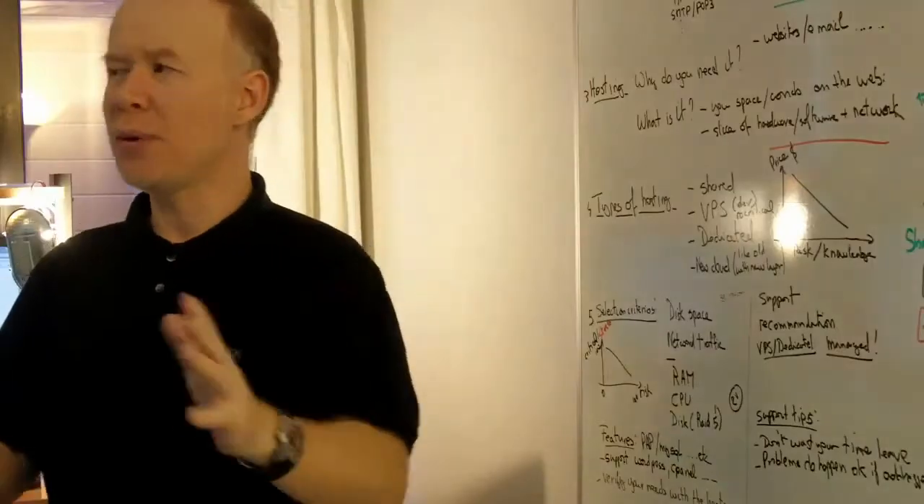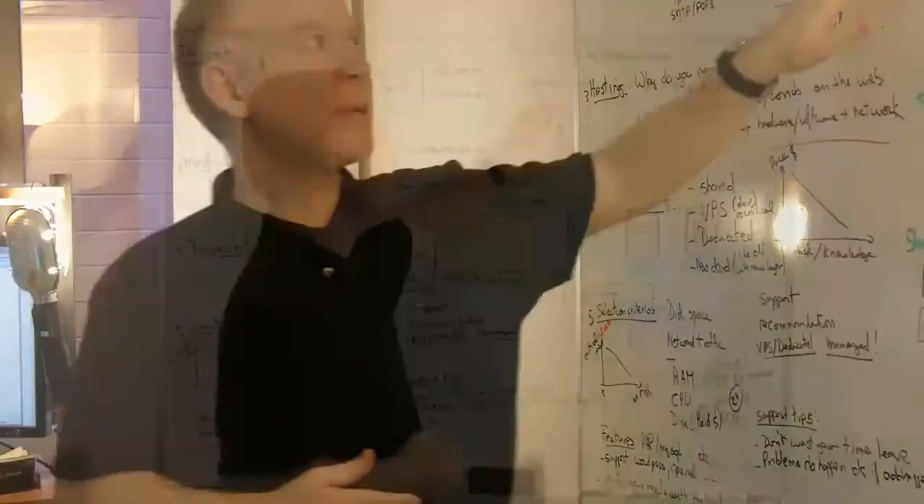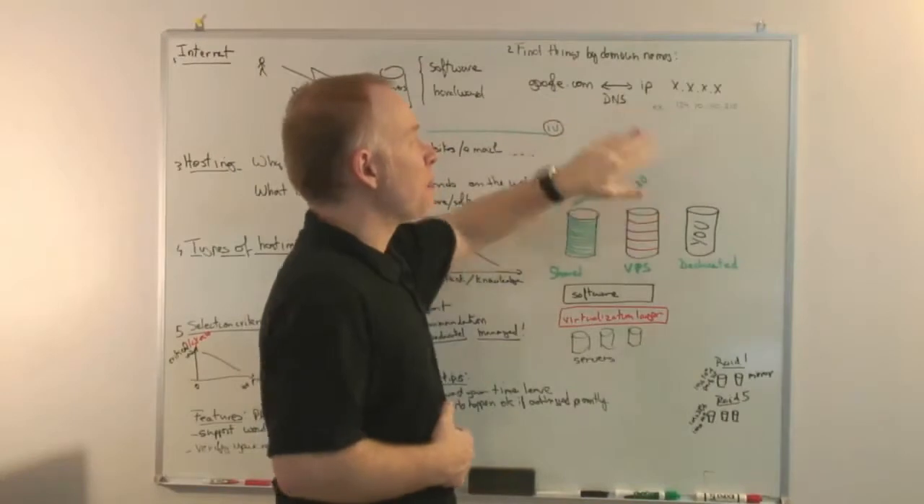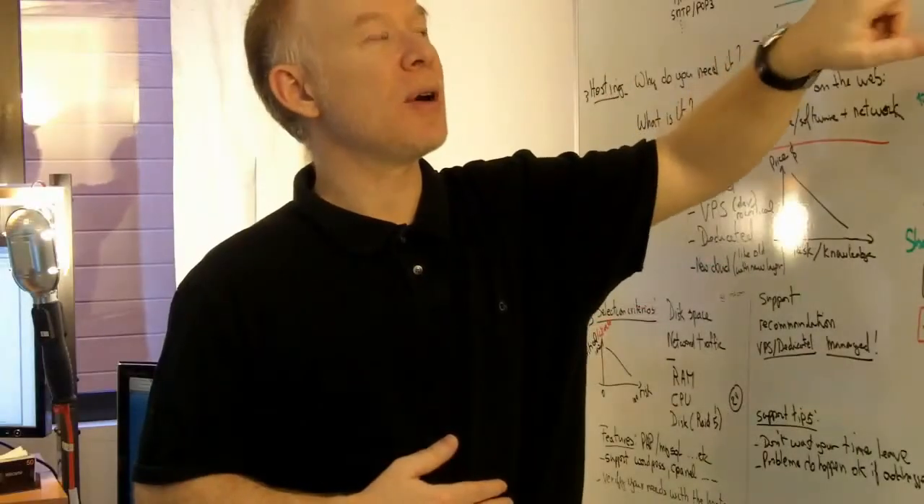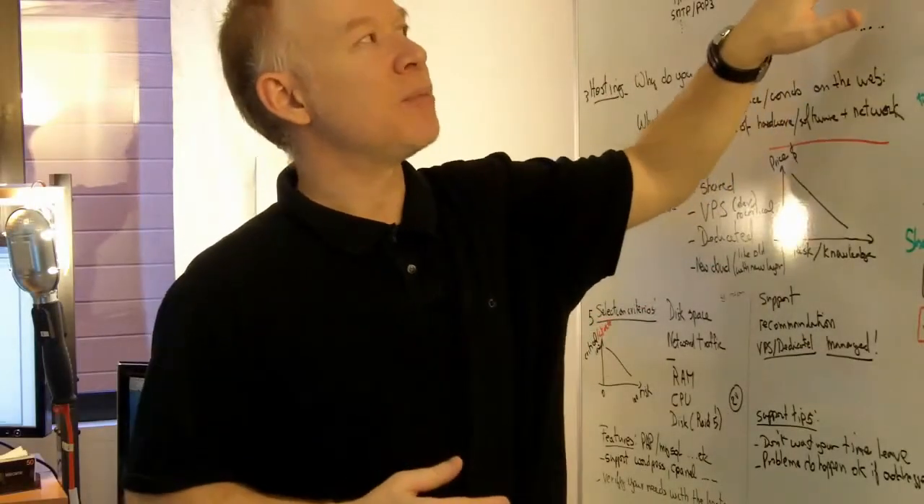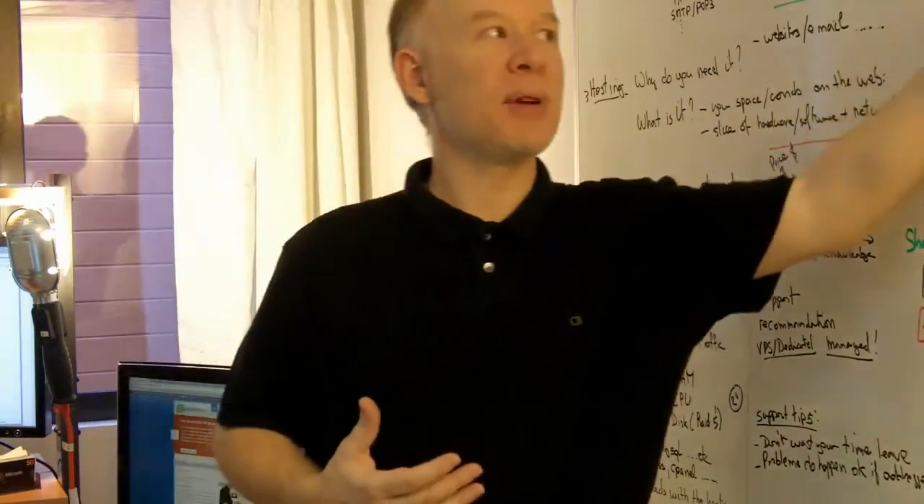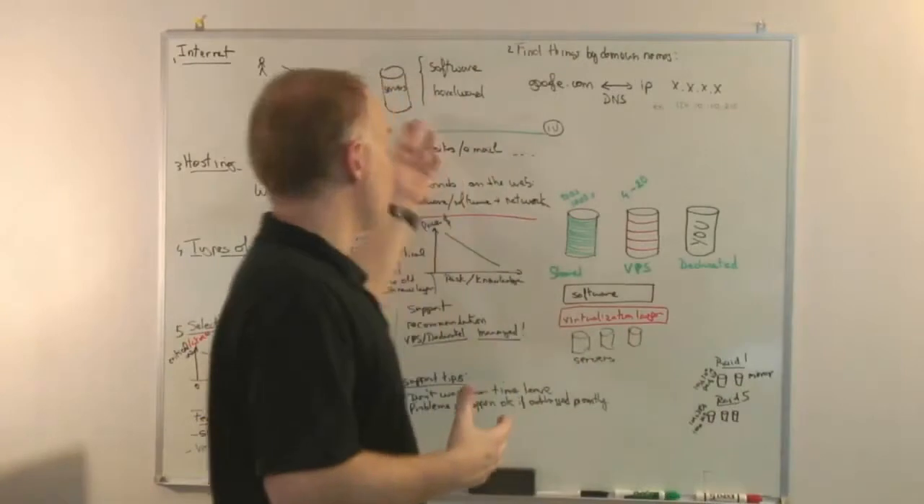So we don't have to remember these numbers. We map names, easy to remember domain names, to these IPs. That's called the DNS resolution process. And pretty much when you go to google.com, you end up on the Google page. Well, it's really an IP somewhere on a server on the web.